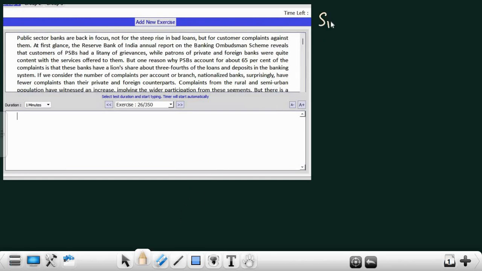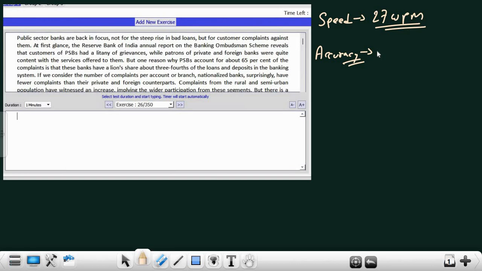The first one is speed. As you all know, the minimum qualifying speed is 27 words per minute, which is not rocket science, of course. But what you have to be cautious about is the accuracy, because it is the factor which will affect your speed.